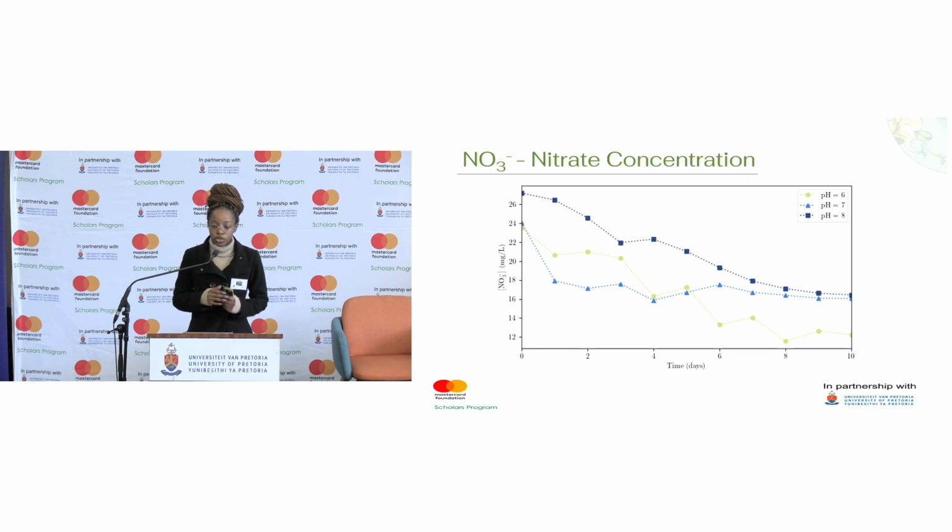This figure shows the profiles of the nitrate concentration depletion over the reactor runtime of 10 days. The decrease in the nitrate concentration is evidence of the lack of nitrification taking place in the reactor, and also the assimilation of nitrate by the microbes. It can also be observed that the pH 6 run shows the largest decrease in nitrate concentration.